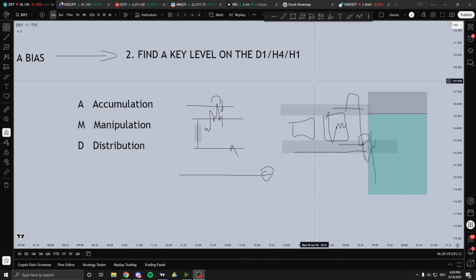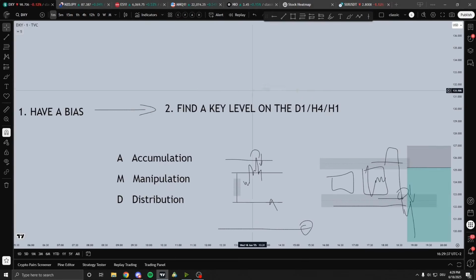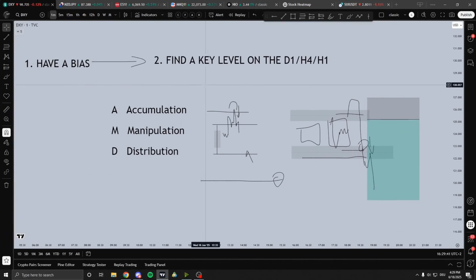You always want to have a higher time frame candle, the Monday candle, a session candle, which can be an H4 candle. The market profile of that candle should be consolidation. And remember, you always need a bias and a key level. Then that sets a high probability framework to look out for an AMD.